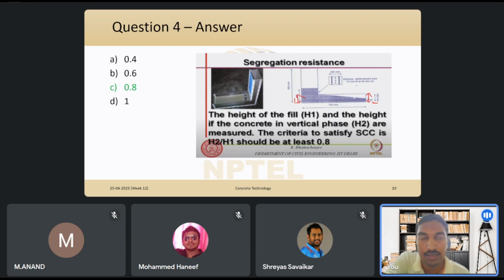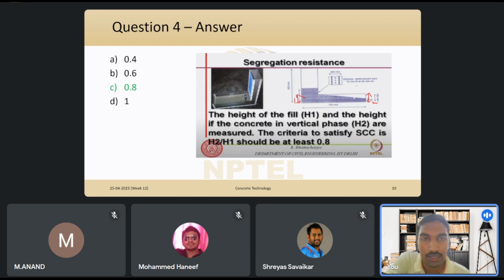So if that is equal to 1, that is the ideal case. It is perfect, right? That is the ideal scenario. But what happens is it will not usually fill the whole height, so there will be some void. So it will be somewhat lesser than that. That is h2, and the h1 will be somewhat higher, right? So h2 to h1 will be less than or equal to 1.